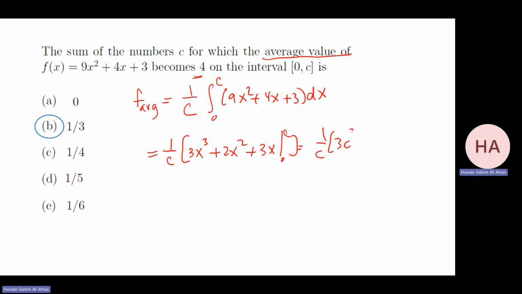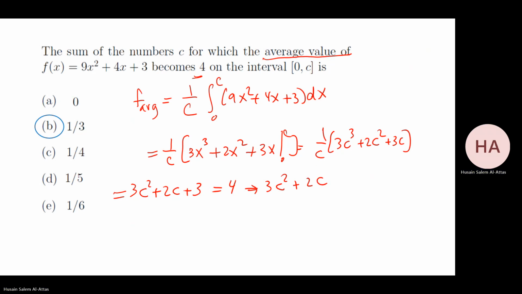So that gives me 1 over c. I'm doing it in detail: 3c cubed plus 2c squared plus 3c. Okay. I can take c as common factor. I have 3c squared plus 2c plus 3. This should be equal to 4. So I have 3c squared plus 2c minus 1 equal to 0.